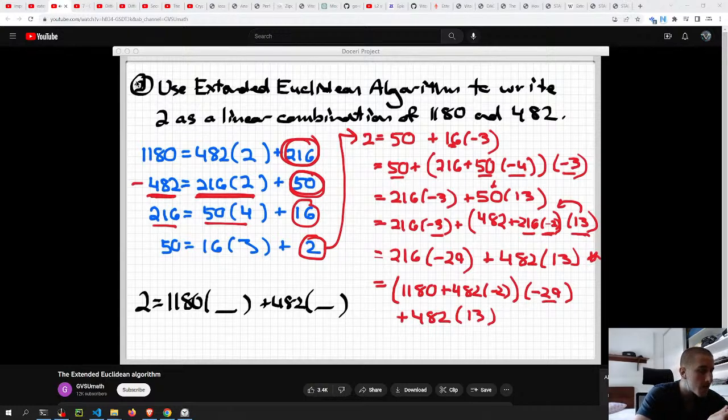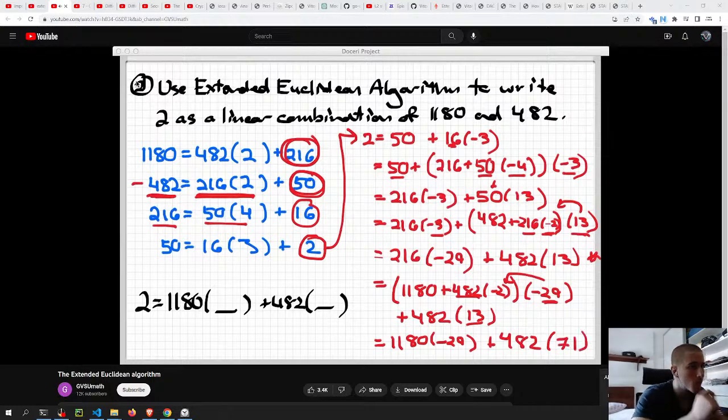If I distribute this negative 29 through, what I end up with is 1180 times negative 29, and a lot of 482s. Negative 29 times negative 2 is 58, and I have that many 482s here. 58 plus 13 is 71, so this is 482 times 71. And now, if you notice, I've actually done what I set out to do. This 2 is now equal to a linear combination of 1180 and 482, and I know what the multiples are. This is going to be negative 29, and this is going to be 71.